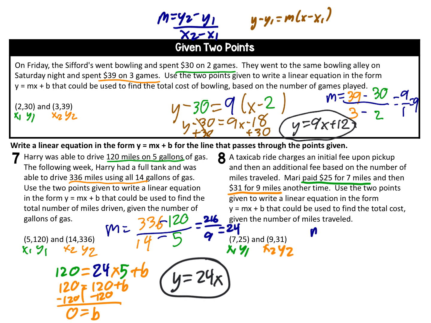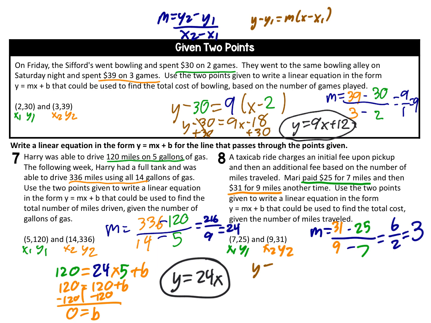From this problem, we get the 2 points (7, 25) and (9, 31). That means that our x1 is 7, y1 is 25, x2 is 9, and y2 is 31. Since m equals y2 minus y1 over x2 minus x1, we get 31 minus 25 over 9 minus 7. That gives us 6 over 2, which is just 3.